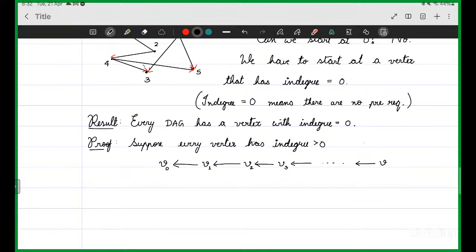Now, if I have total number of vertices to be n, I can do this for n steps, right? This is step 1, step 2, step n. So here there are n plus 1 vertices listed: V0, V1, V2, V3. There are total n plus 1 vertices listed in this chain. But we have only a total of n vertices. What does that mean?